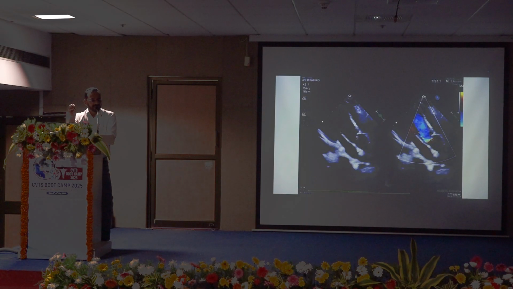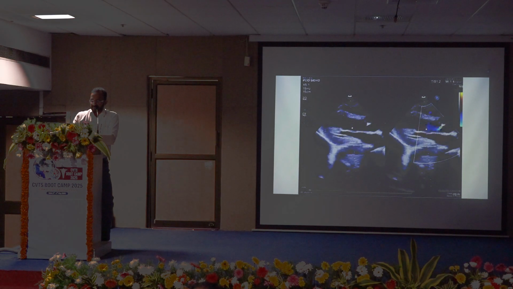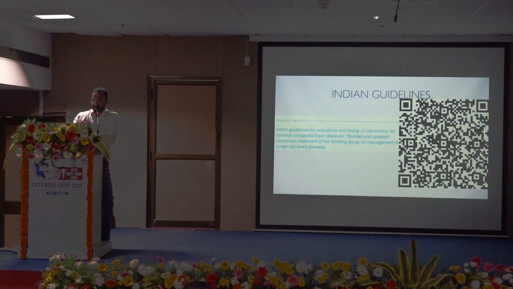This was something that could have been closed as a small hole, and now it has come back with a hole and one of the valves leaking. This could have been prevented if the VSD was closed. So it has come back with a much worse lesion. It's very important that patients are kept on follow-up. We are able to repair, but definitely it's not adequate. Sometime in the future, again, the patient will have a valve leak.